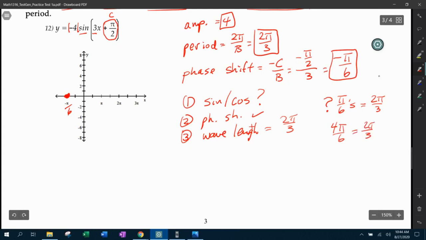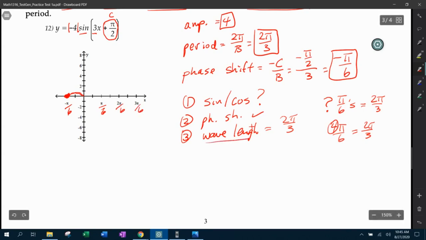4, because if you notice, 4/6 reduces to 2/3. So it's going to take 4 pi over 6 to equal the period, which is 2 pi over 3. Now, why do I ask that? It's because I'm starting at negative pi over 6. So from here to here, that's a distance of pi over 6. And then this would be positive pi over 6. This would be 2 pi over 6. This would be 3 pi over 6.